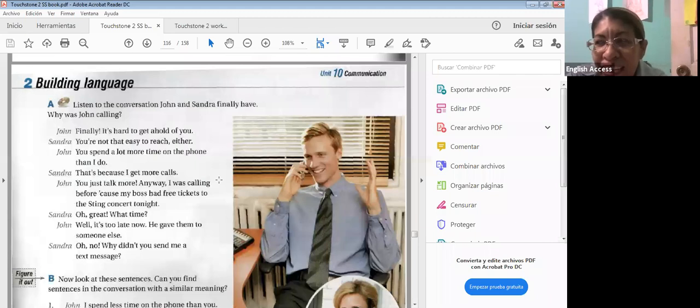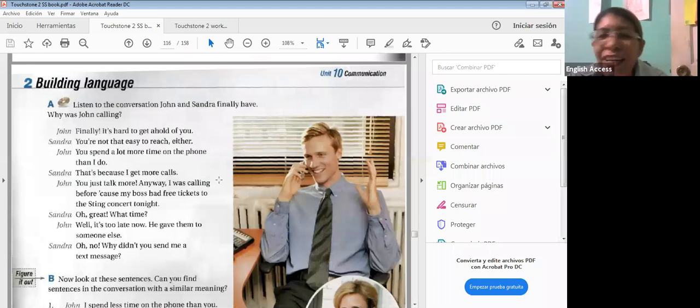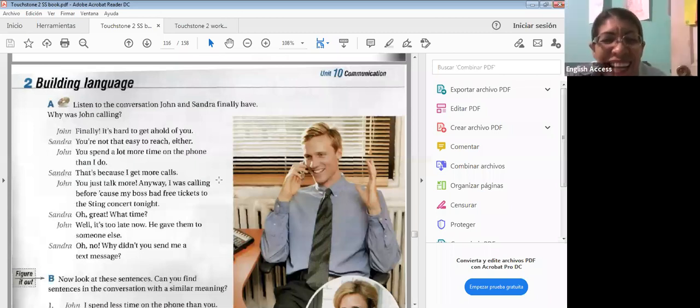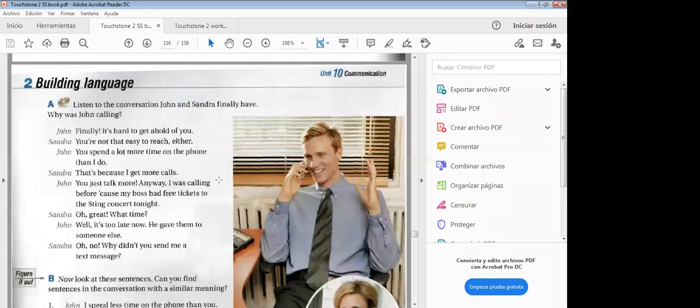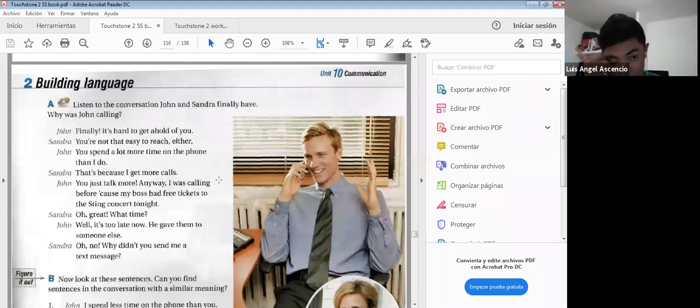Karina, are you here? Karina. Yes, I think. Okay, Karina. Well, we are on the second page. As you can see, we are in exercise 2A in the conversation. Can you see it? Yes. Okay, we're gonna do this, Karina. You're going to practice this conversation with Luis. Luis, you're going to be John, and Karina, you're going to be Sandra, okay? Okay. Let's begin, please.